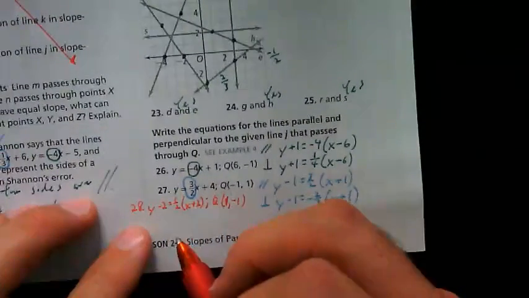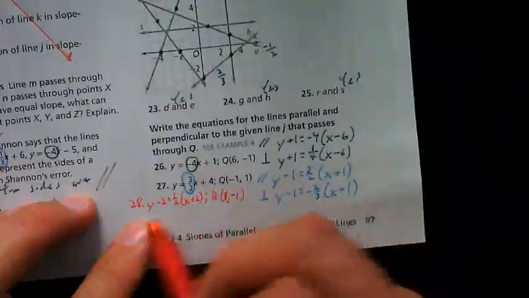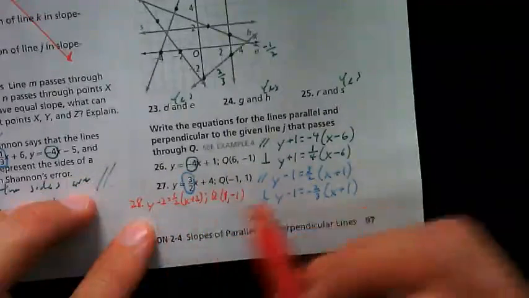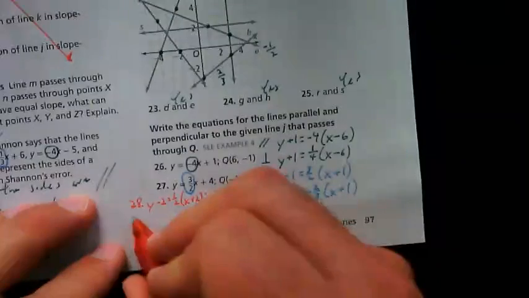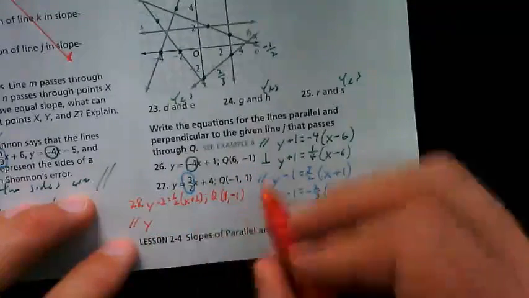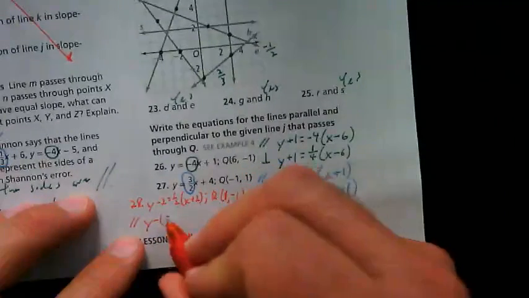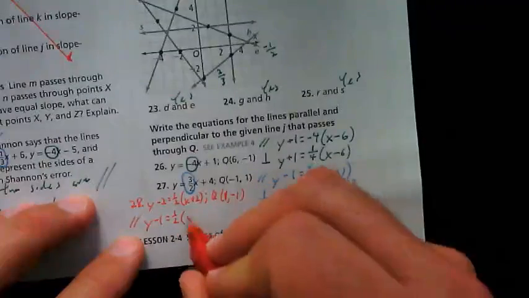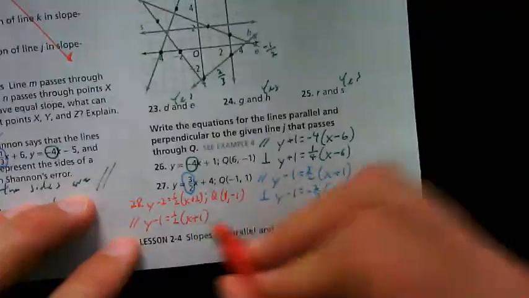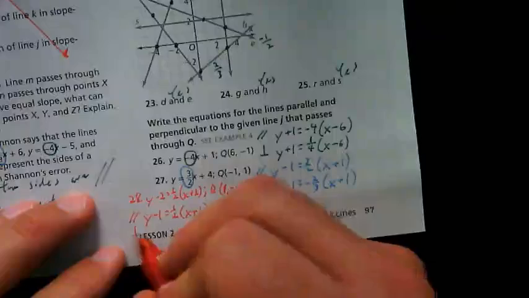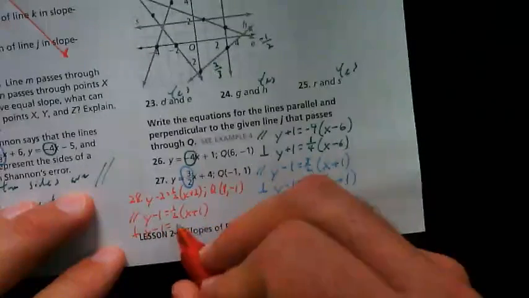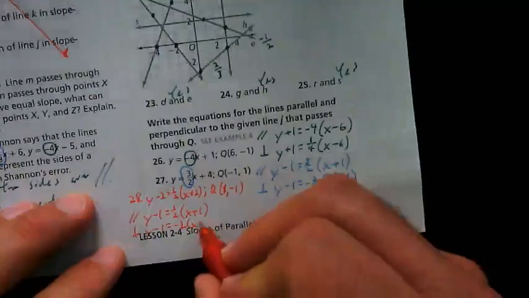Hey, shh, wait. So again, this one, same exact equation. We're just changing our point for the one that's parallel. So y minus 1 equals 1/2 x plus 1. And then for the other one, change the slope. Y minus 1 equals negative 2 x plus 1.